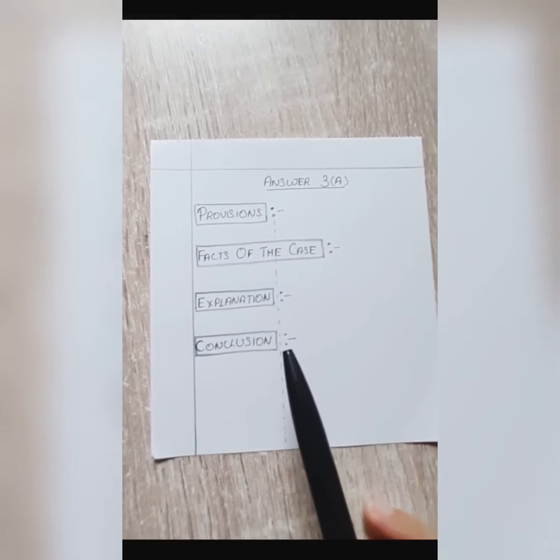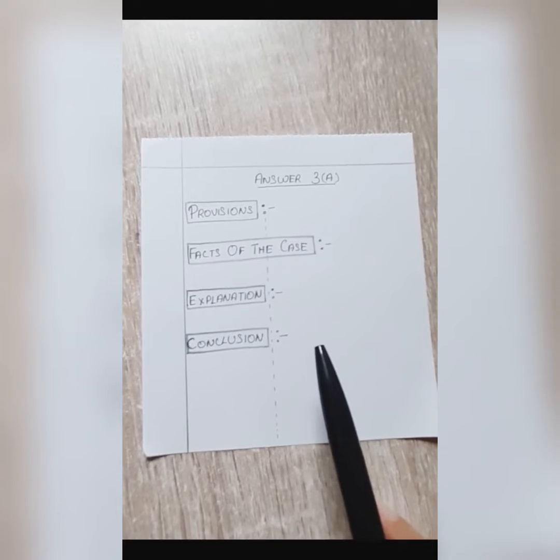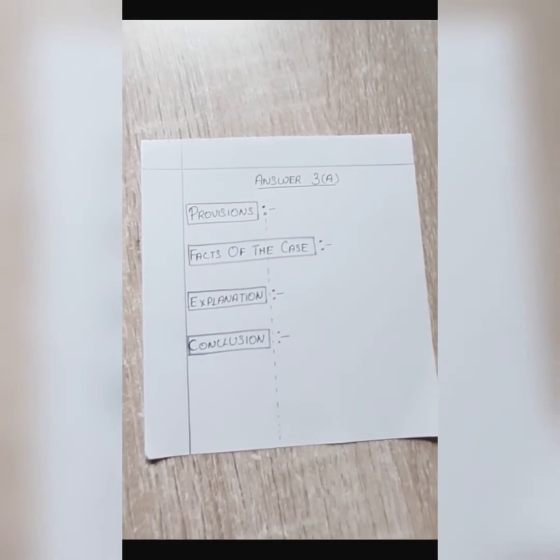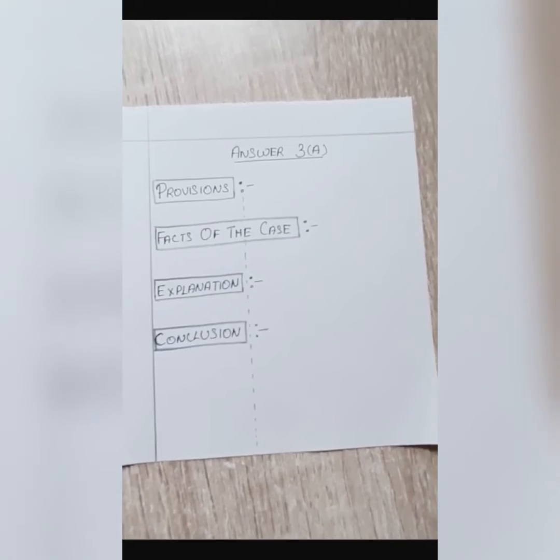Next, you need to conclude your answer. That is, the conclusion should be a maximum of 2 to 3 lines. Here you will be concluding what you analyzed from the entire case study. This is the proper presentation that you need to provide in your case study answers.